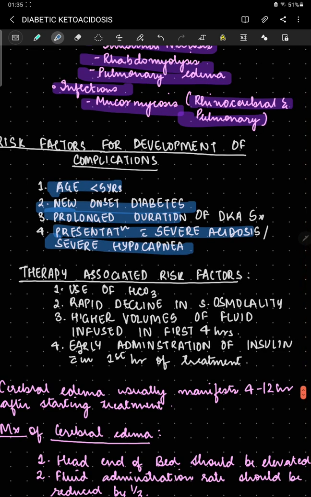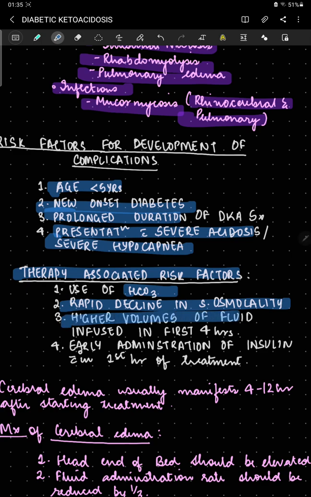And there are certain therapies also, as we have discussed earlier, that are very controversial and kept in reserve for very special cases. So the therapy associated risk factors include use of bicarb, rapidly decreasing serum osmolality that might cause cerebral pontine myelinolysis, giving a higher volume of fluids infused over the first 4 hours, and early administration of insulin within the first hour of the treatment.